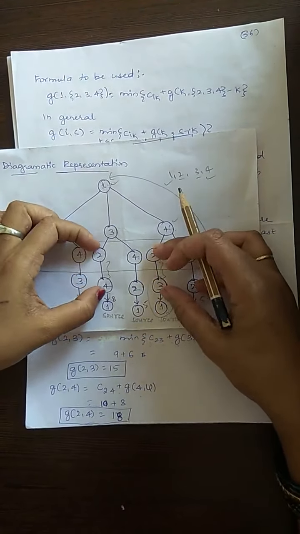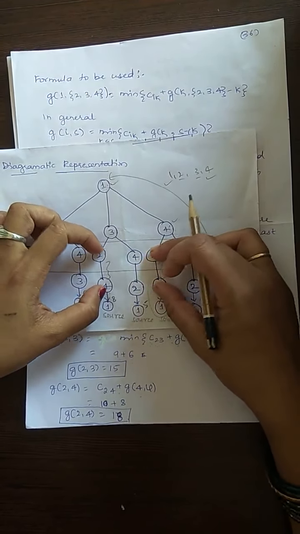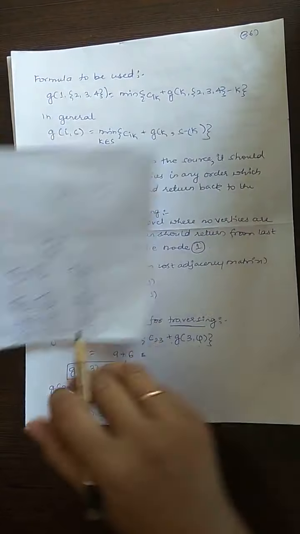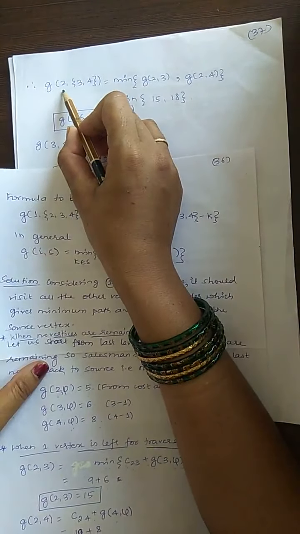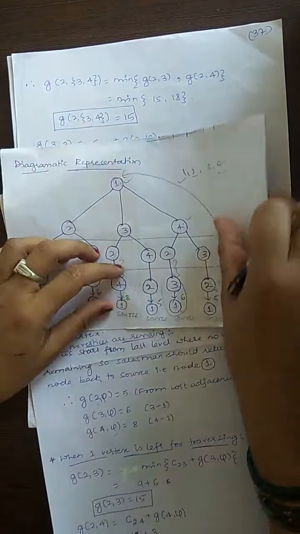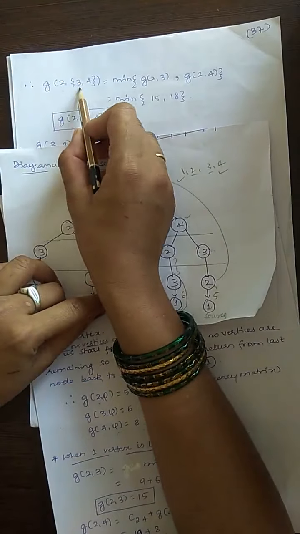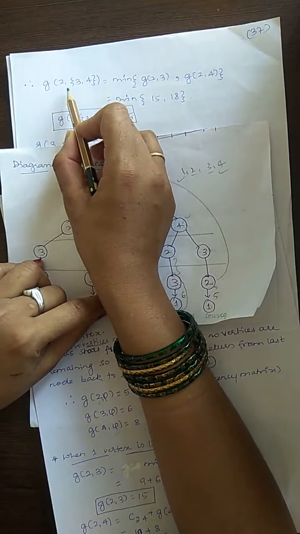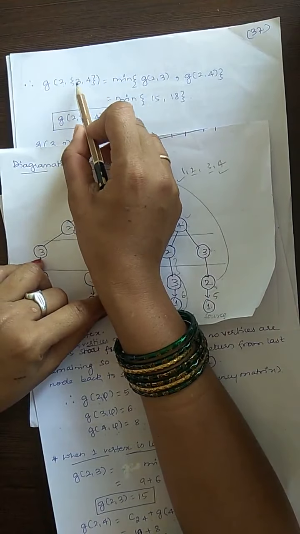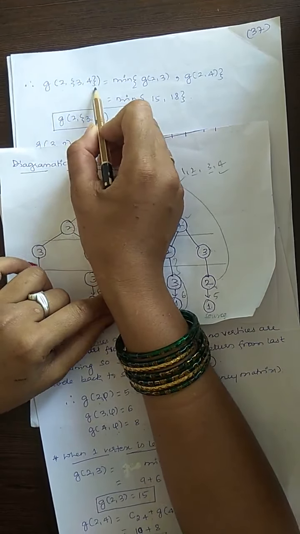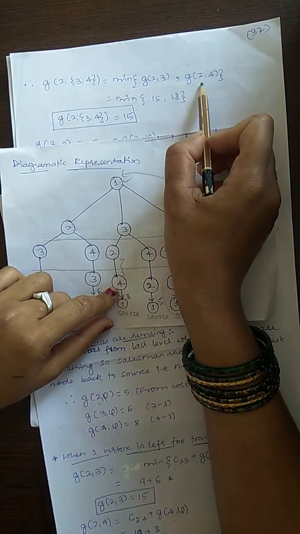So we have two paths here from the same vertex 2. We have to find out the minimum among these. For finding that minimum, G of 2 comma {3, 4} means it is finding the minimum of G of 2 to 3 and G of 2 to 4.